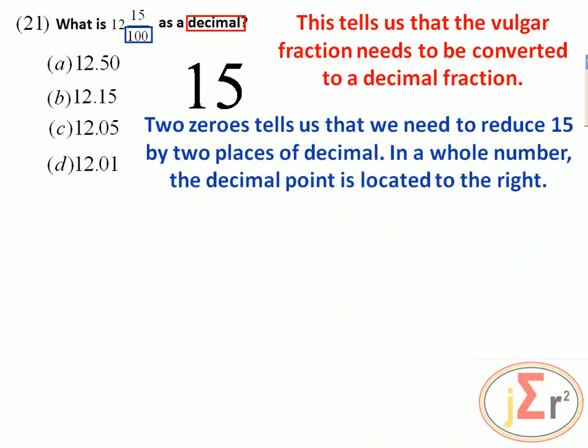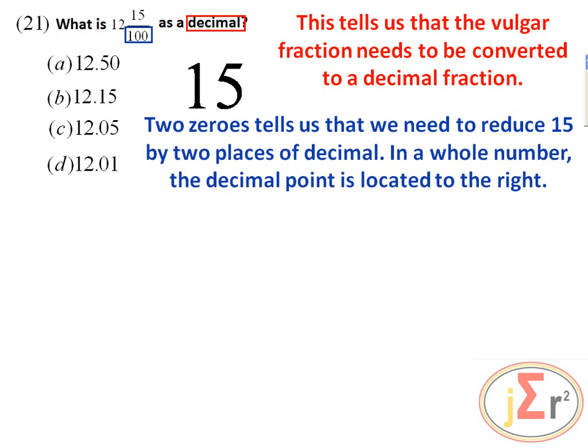Now we have 15 over 100. And we are dividing 15 by 100. It is very easy to divide by a power of 10. Dividing by a power of 10, the number of zeros that we have in the power of 10 tells us the number of decimal places that we need to reduce the number by. So 2 zeros tells us that we need to reduce 15 by 2 places of decimal.